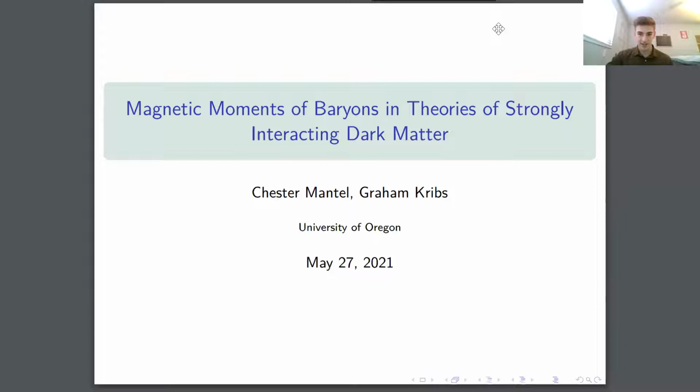But aside from all of that, let's get to some physics. Okay, so as you can see, we're going to be talking about magnetic moments of baryons in theories of strongly interacting dark matter. Now I'm going to be defining all of this, and through the presentation, there'll be some key terms that I'll highlight in red and then define, and ideas and key concepts I'll emphasize in blue, just for ease of readability.